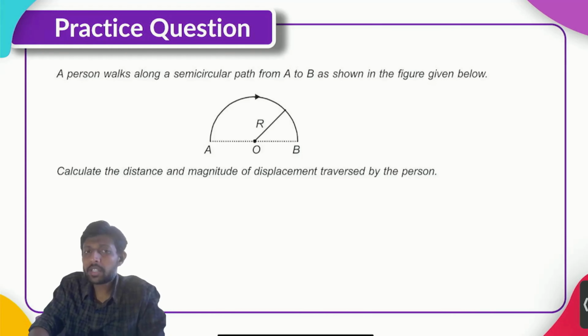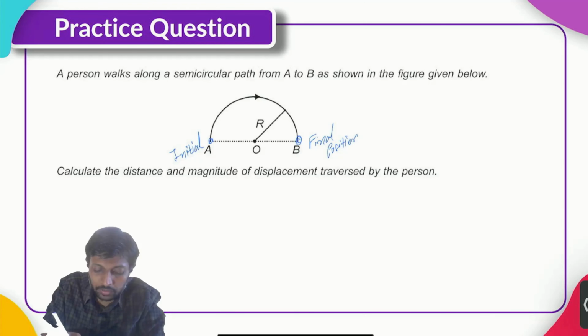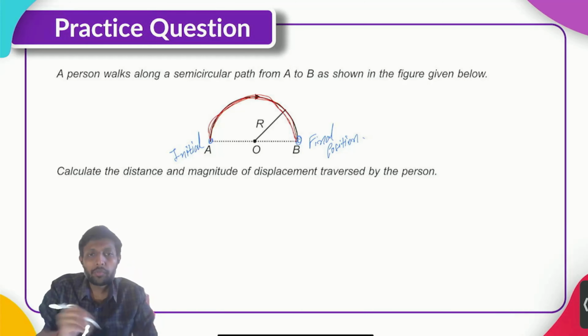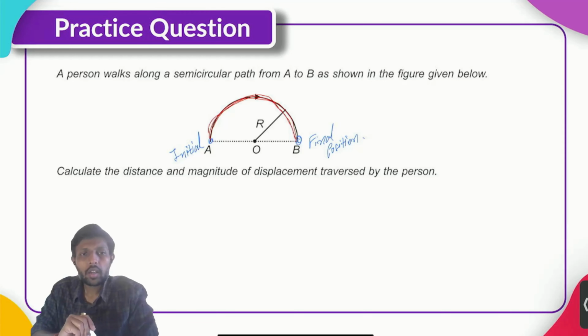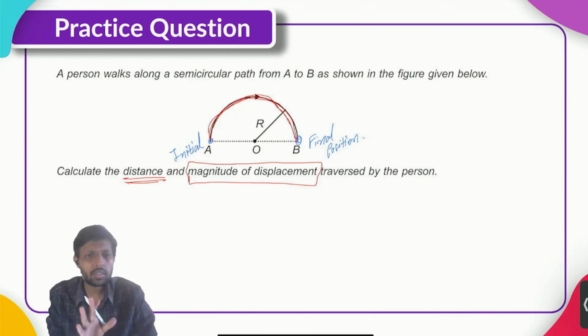A person walks along a semicircular path from A to B. So this is the initial position, and this is the final position. The path is also given to us. The person took a semicircular path. So this path was taken, the red path, from A towards B. What we have to find is the distance and the magnitude of displacement, not the direction of displacement, just the magnitude is sufficient.